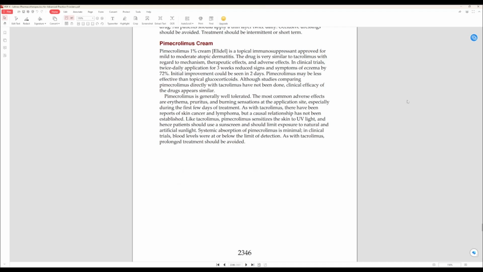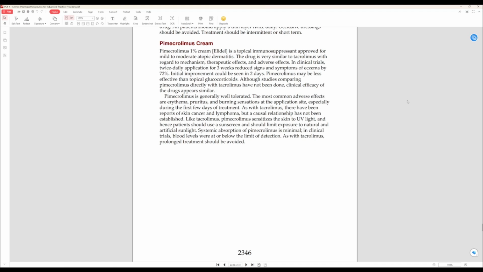Which brings us to pimecrolimus cream, also known as Elidel, which is another topical immunosuppressant approved for mild to moderate atopic dermatitis. The drug is very similar to tacrolimus with regards to its mechanism, therapeutic effect, as well as adverse effects. Again, during clinical trials, twice daily application for 3 weeks reduced the signs and symptoms of eczema by up to 72%. The initial improvement could be seen within 2 days.